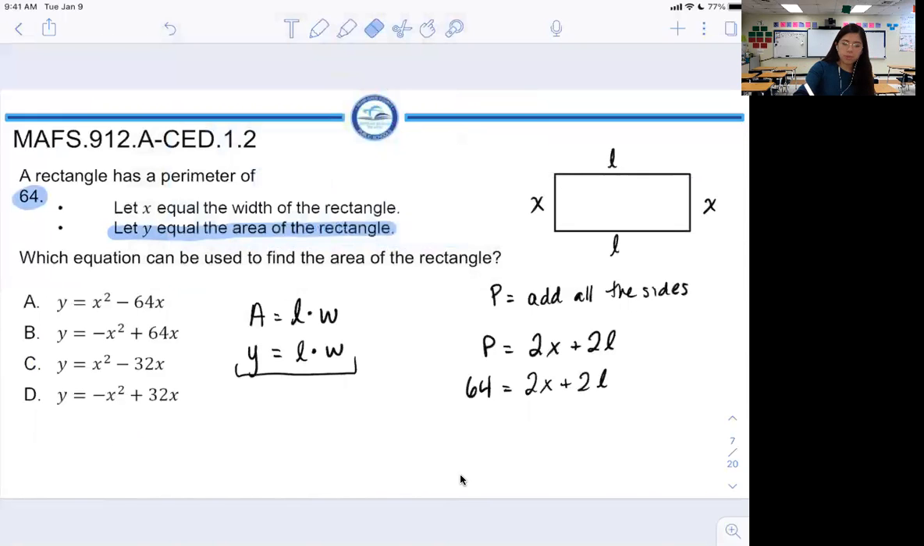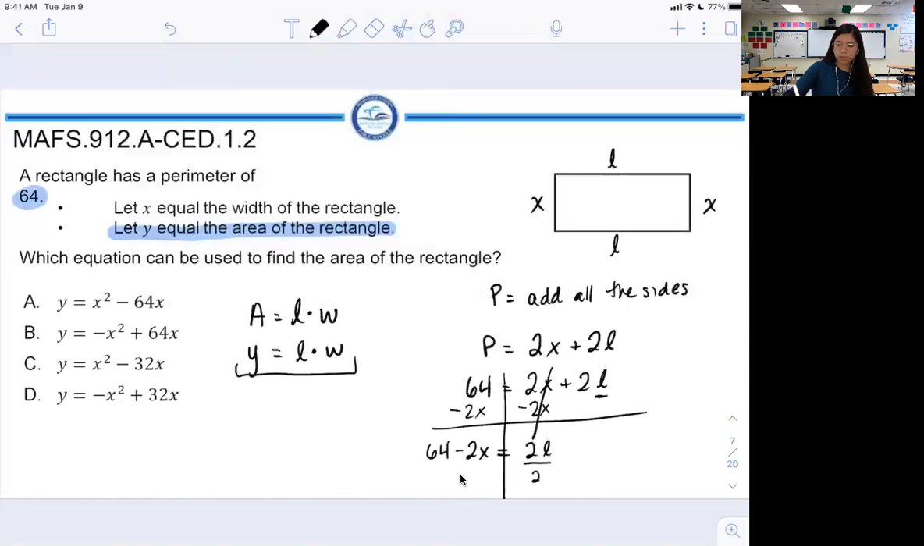I'm going to rewrite the perimeter equation and I'm going to isolate the L. I'm going to try to get the L all by itself. And I'll show you why I'm going to do that. So to get L all by itself, I'm going to subtract 2x from both sides. So this would be 64 minus 2x equals 2L. And then to get L all by itself, I'm going to divide by 2 on both sides.